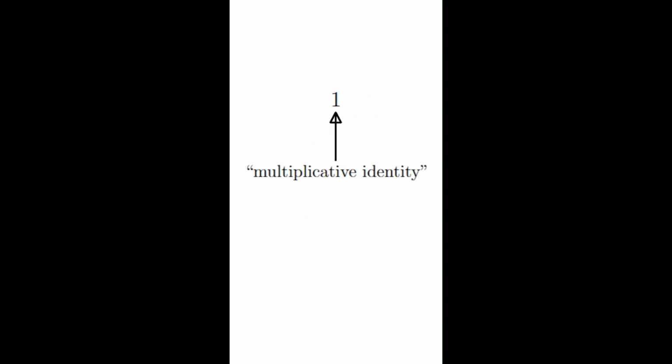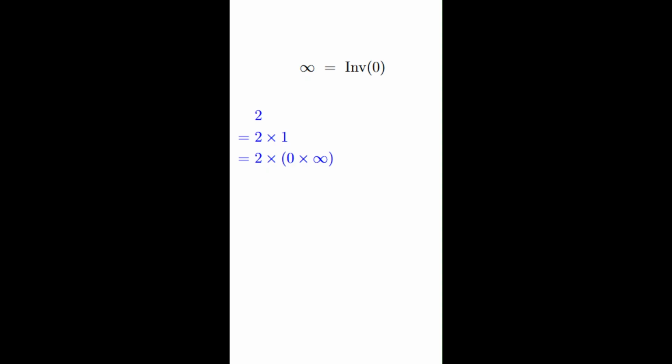Question 13. True or false? The multiplicative inverse of 0 is infinity. The number 1 is called the multiplicative identity, basically because multiplying 1 by any number leaves that number identical. A multiplicative inverse of a number means an object whose product with that number is the multiplicative identity 1. If we pretend that we have an object that's a multiplicative inverse of 0, then we get that 2 is equal to 2 times the product of 0 and its multiplicative inverse.